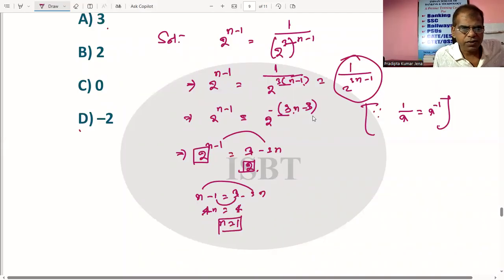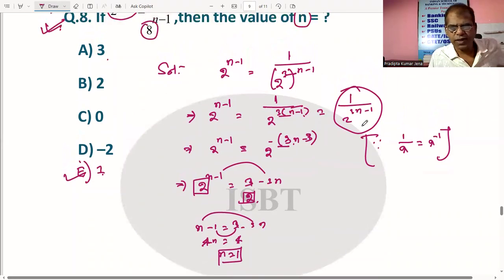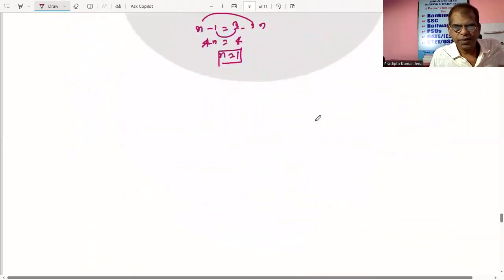Okay, it is not in the options? So n should be 1. Option E. Okay, option E. n is equal to 1. Okay, thank you. Now look at the number 9 question.